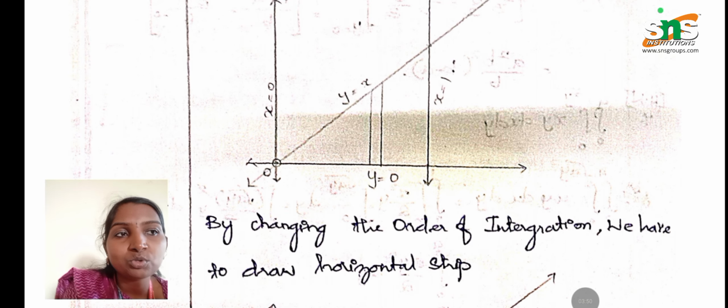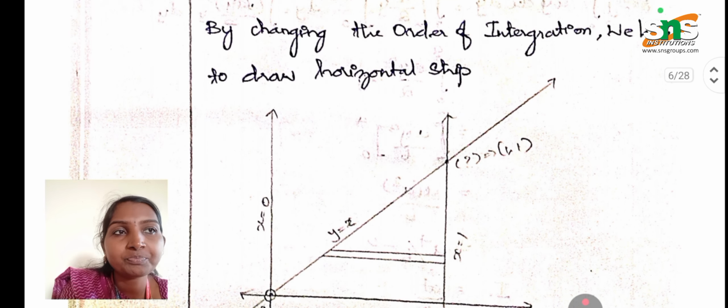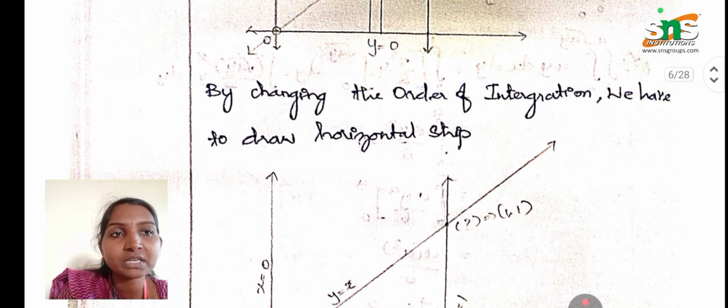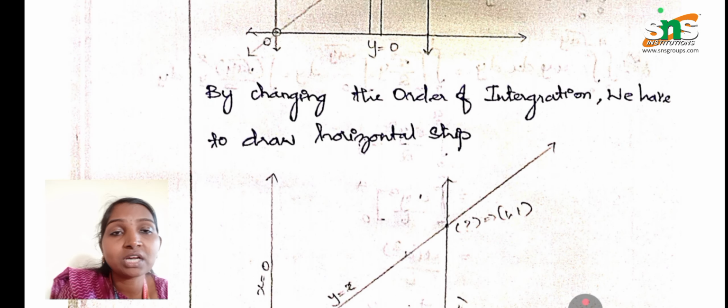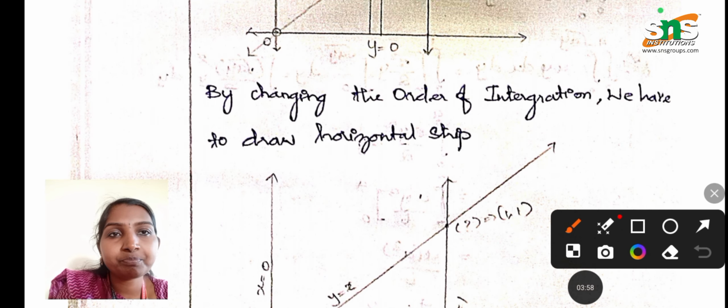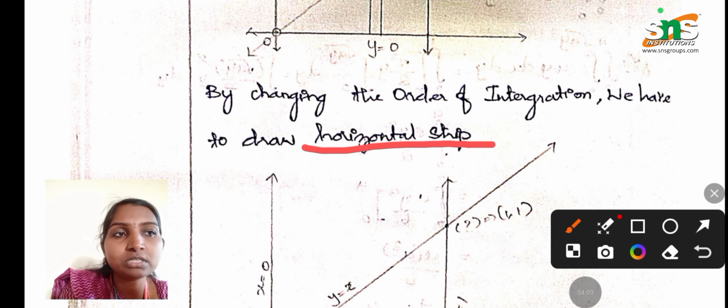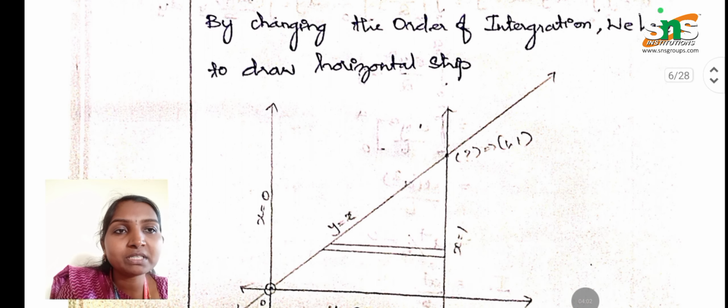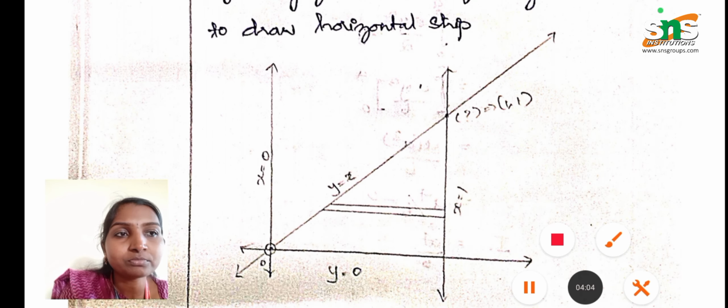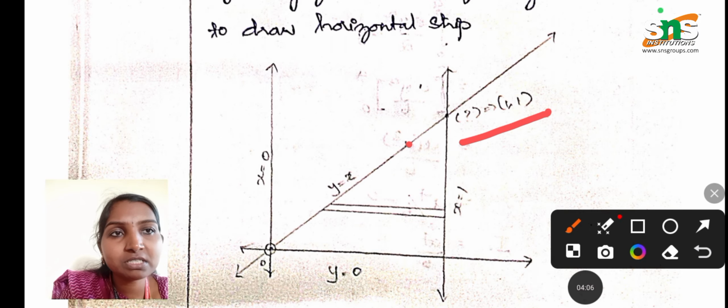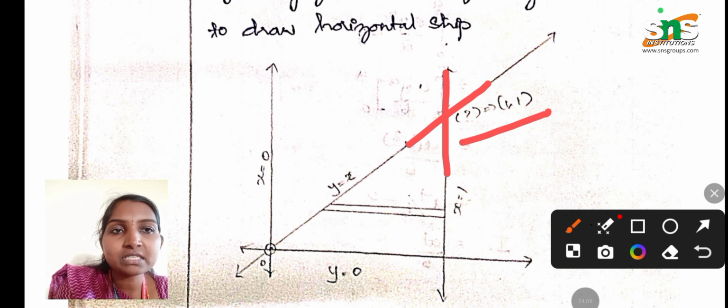Now what we have to do is change the order of integration. Therefore we have to change it to a horizontal strip. So now what will be the point of intersection here? We will find the point of intersection of y is equal to x and x is equal to 1. It is obviously 1, 1.